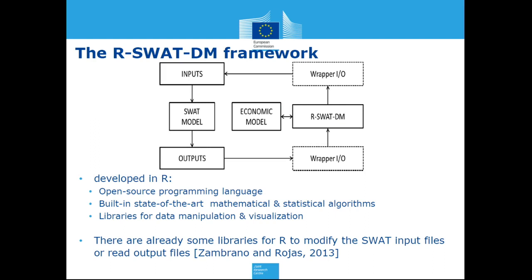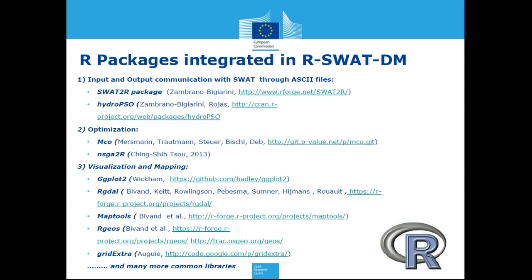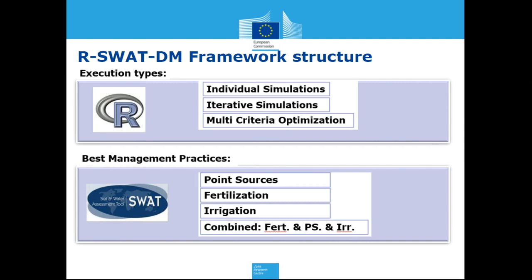For that reason, we have developed this framework, the R-SWAT-DM, that allows us to implement together the hydrological modeling, the economic model, and also the optimization tools. In particular, we have developed in R the mathematical and statistical algorithms, and we have used a lot of packages, starting, for instance, from packages related to the communication between SWAT and R, other packages related to the optimization and visualization and maps, such as ggplot, which we have used a lot. Here we can see the structure of our framework.